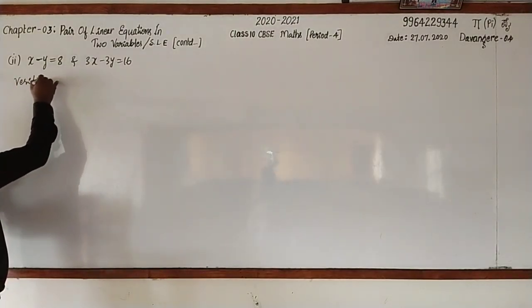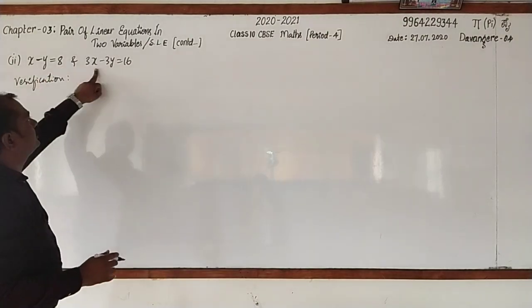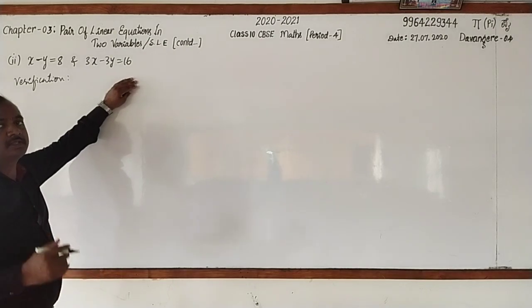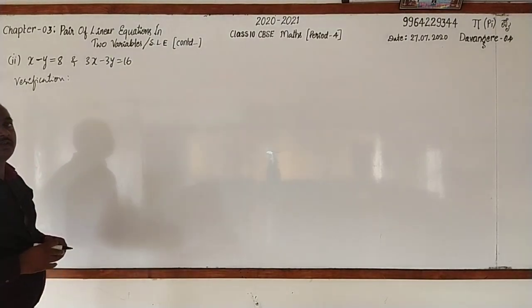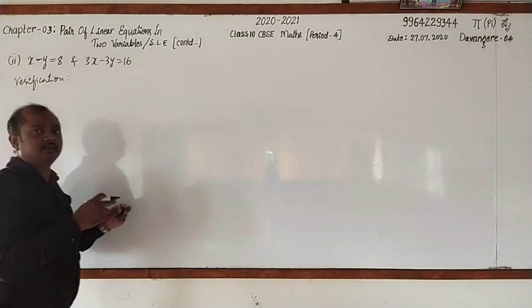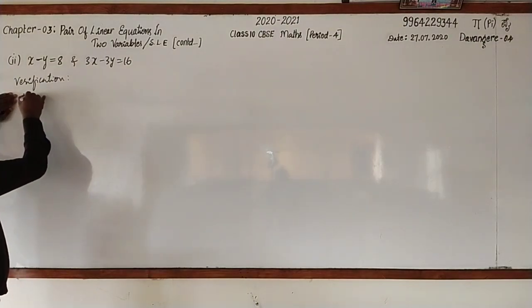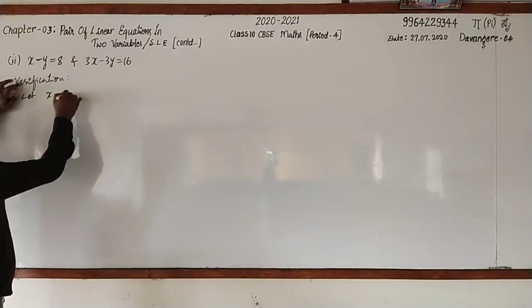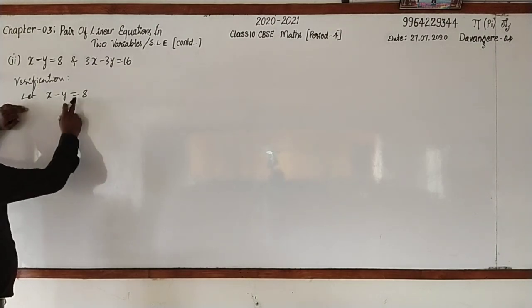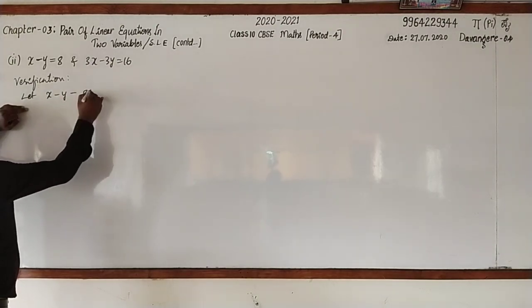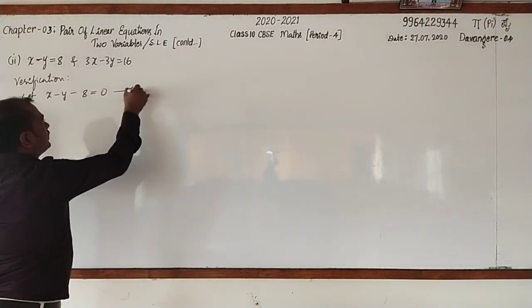Go through the equations: x minus y is equal to 8 and 3x minus 3y equal to 16. We have to check whether these are consistent or not. If they are consistent, then only you can go for drawing the graph. So verification. First, I'll take x minus y equal to 8. Write it in standard form: x minus y minus 8 equal to 0. We have transferred 8 to the left hand side. You may call it equation 1.